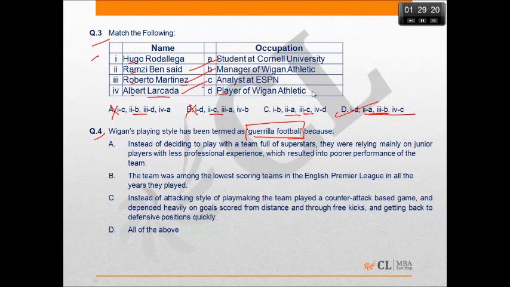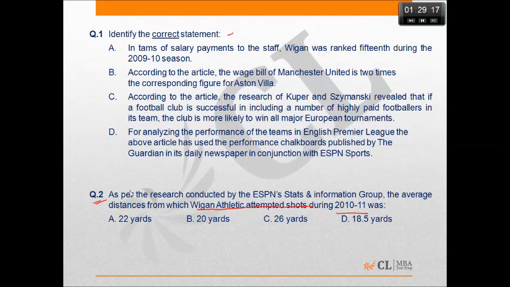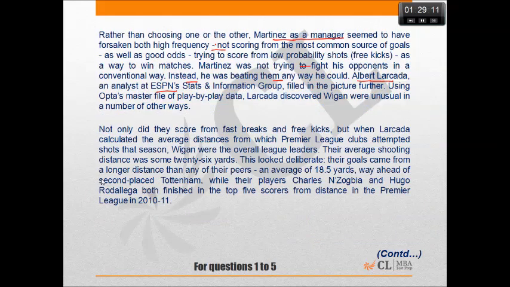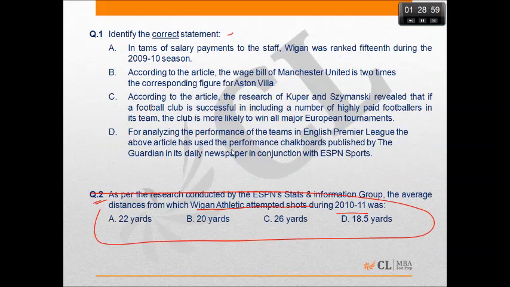I am looking for gorilla football. I am looking for this number, these distances. Somewhere the yards have to be given. Let me go back. When Lacarta calculated the average distance from which Premier League clubs attempted shots, Wigan were the leaders, with an average shooting distance of over 26 yards. Now let me see what the exact question was.